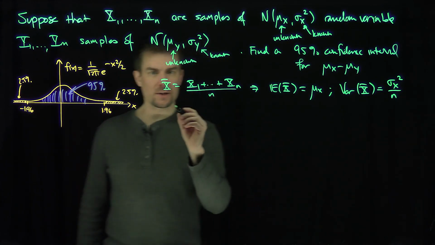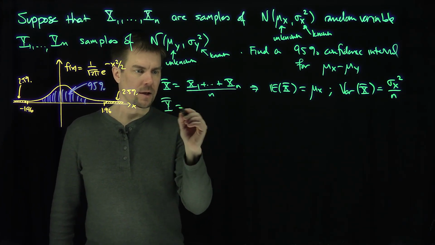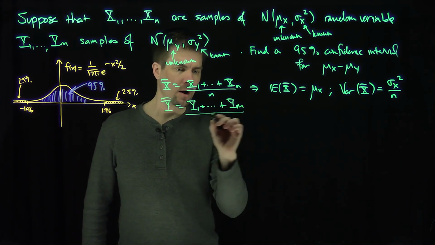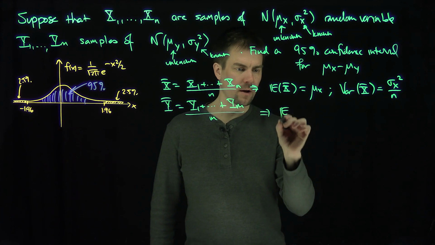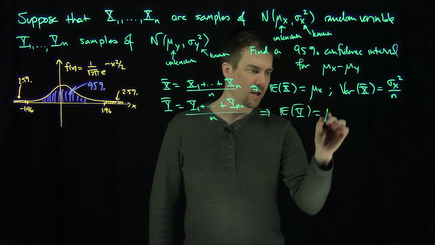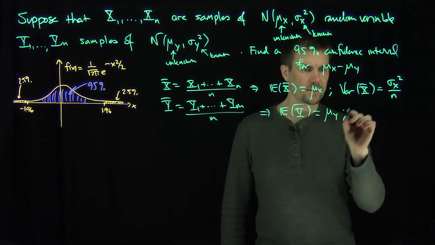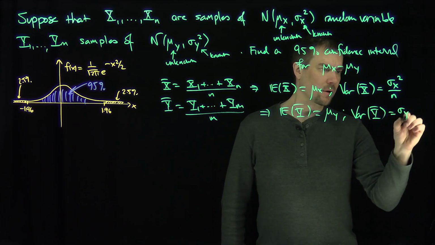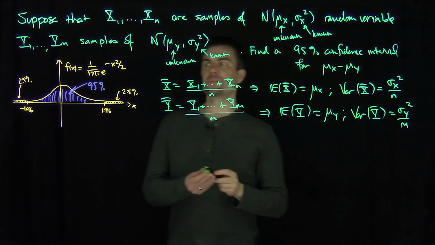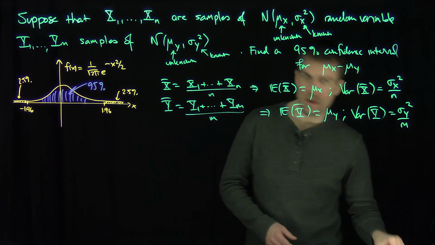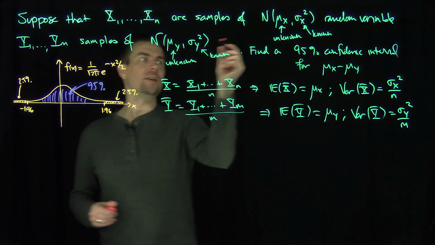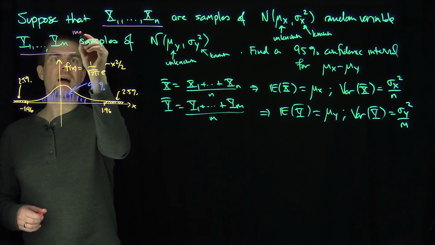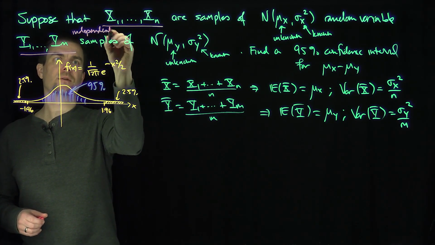Likewise, the sample mean y bar is y1 plus all the way down to ym, all divided by m. The expected value of y bar is mu y, and the variance of y bar is sigma y squared over m. Now at this point, I'm going to make another assumption. To make this problem nice and easy, I'm going to assume that the samples x1 through xn and y1 through ym are independent of each other.